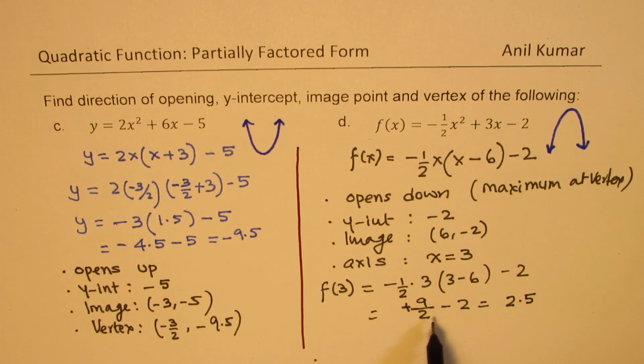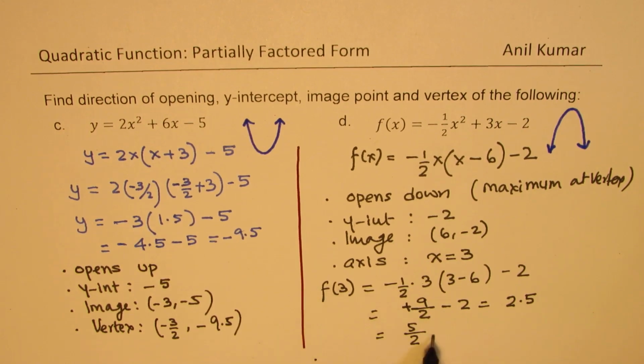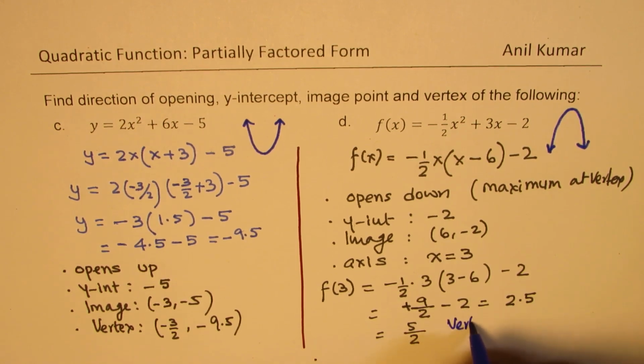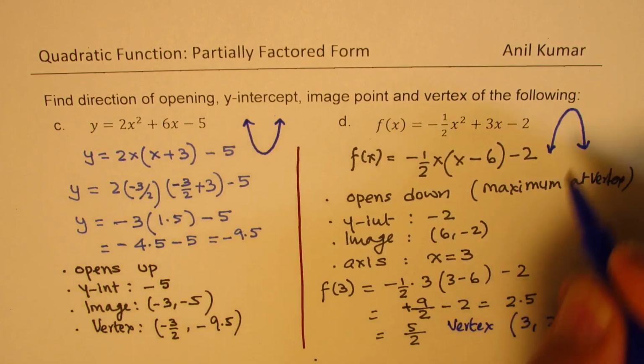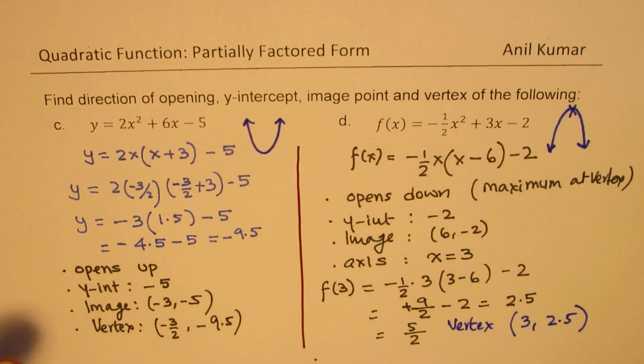Or you could write it as a fraction also. You could write this as 5 over 2. One and the same thing. So once you get this value, you can write down the vertex. Let me now write the vertex in a different ink so it's absolutely clear. So the vertex will be at x equals 3, and the value is 2.5. And that is your maximum value, right? So this point here is the vertex, (3, 2.5).